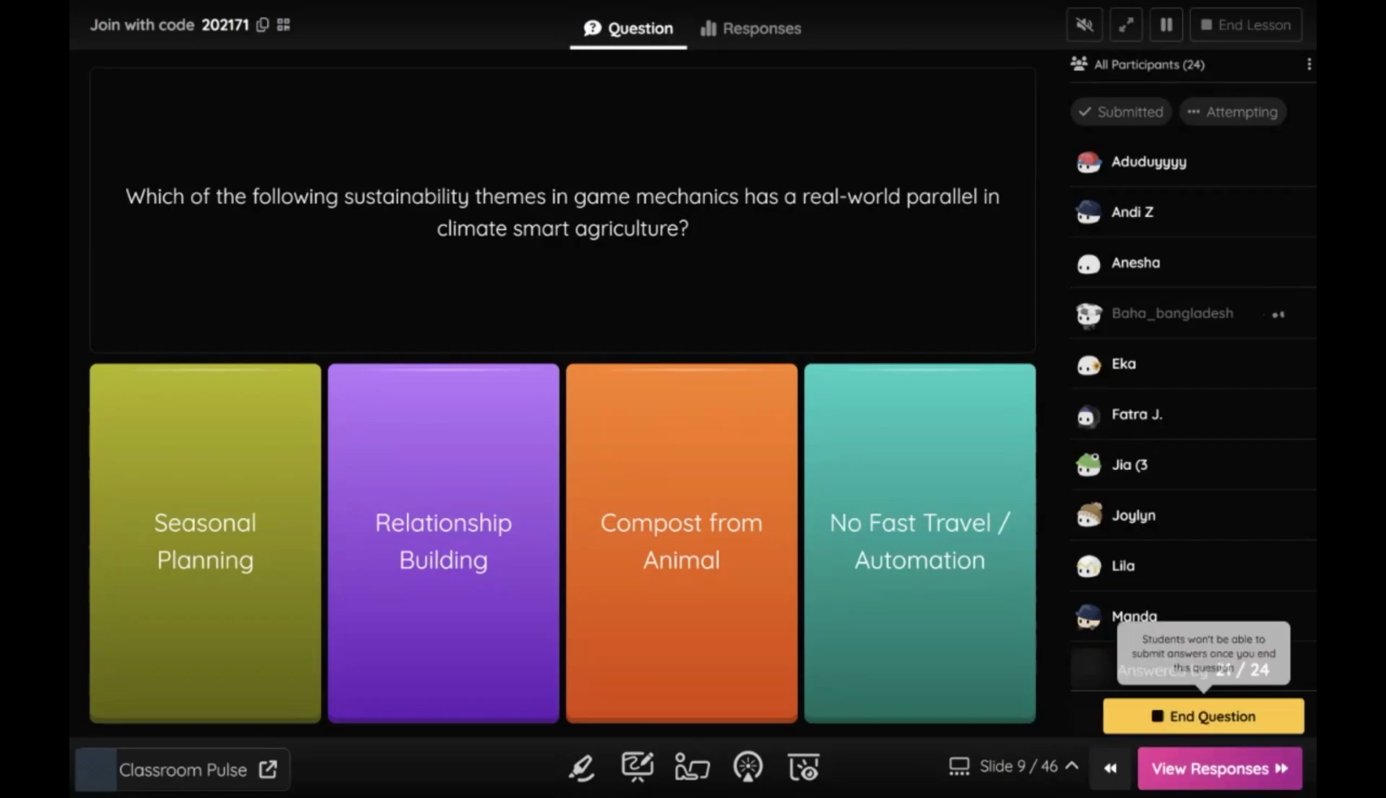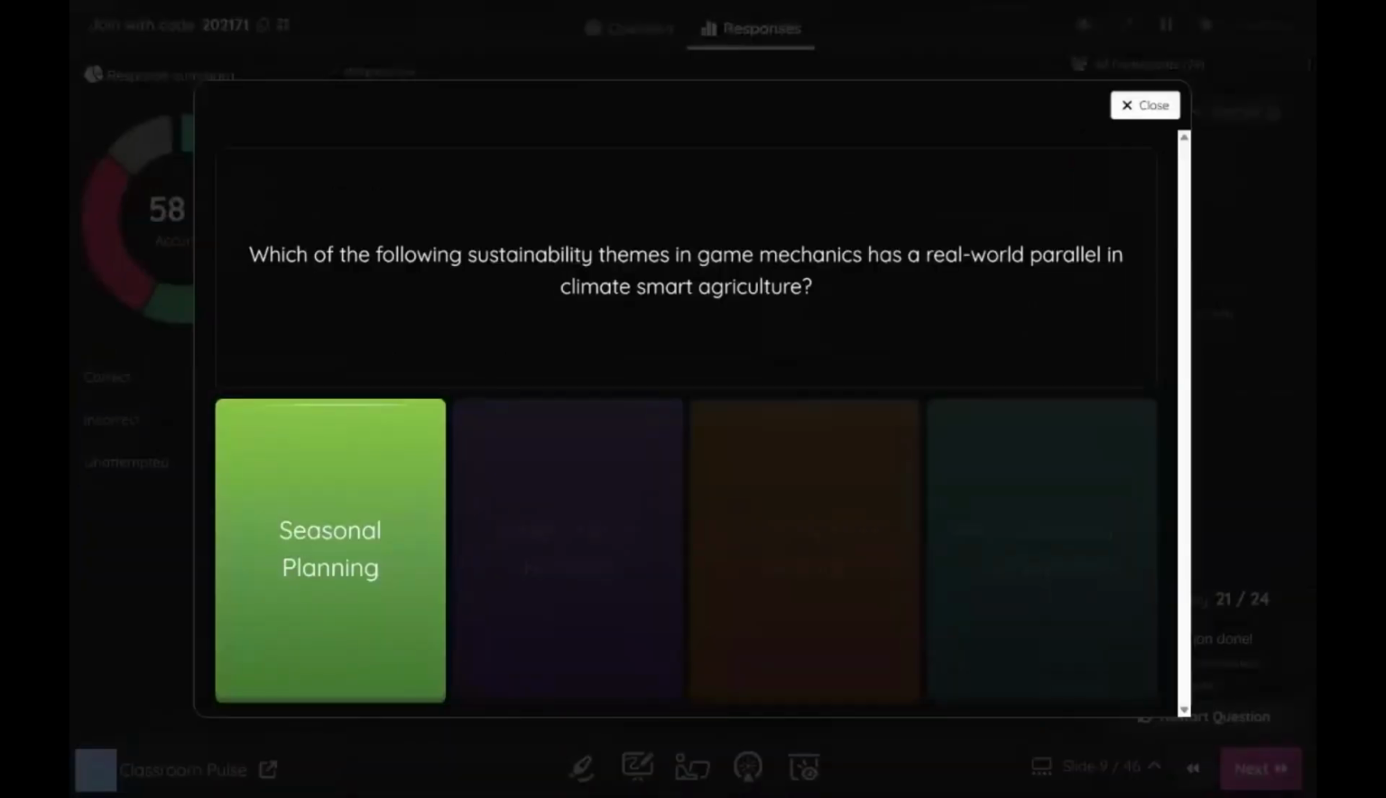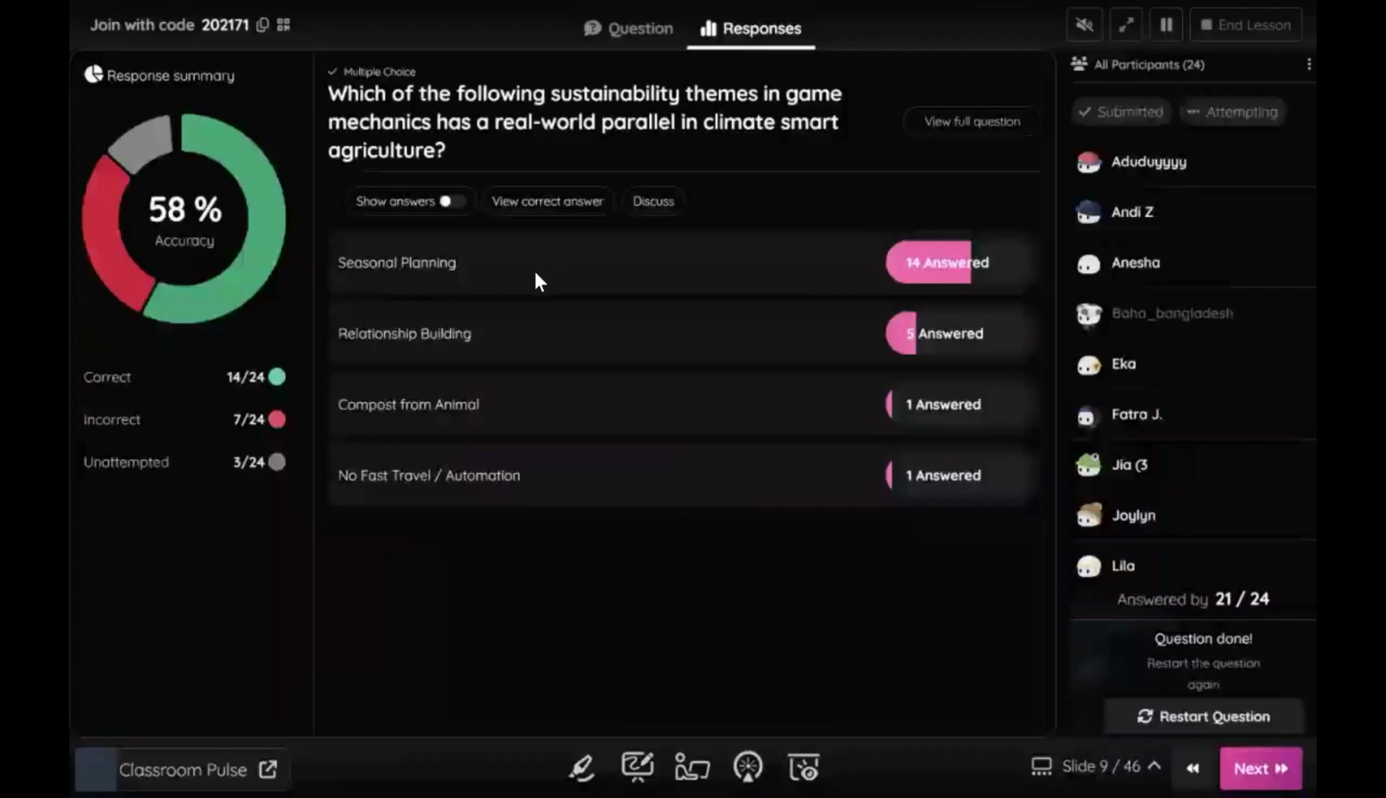Okay, let's end the questions and see your answers. Some people answered relationship building, and we see a real-world parallel in climate-smart agriculture: seasonal planning. If we put in some sustainable themes, seasonal planning is a part of the most important part. Okay. Some people picked no fast travel. It's okay. Okay, move to the next slide.